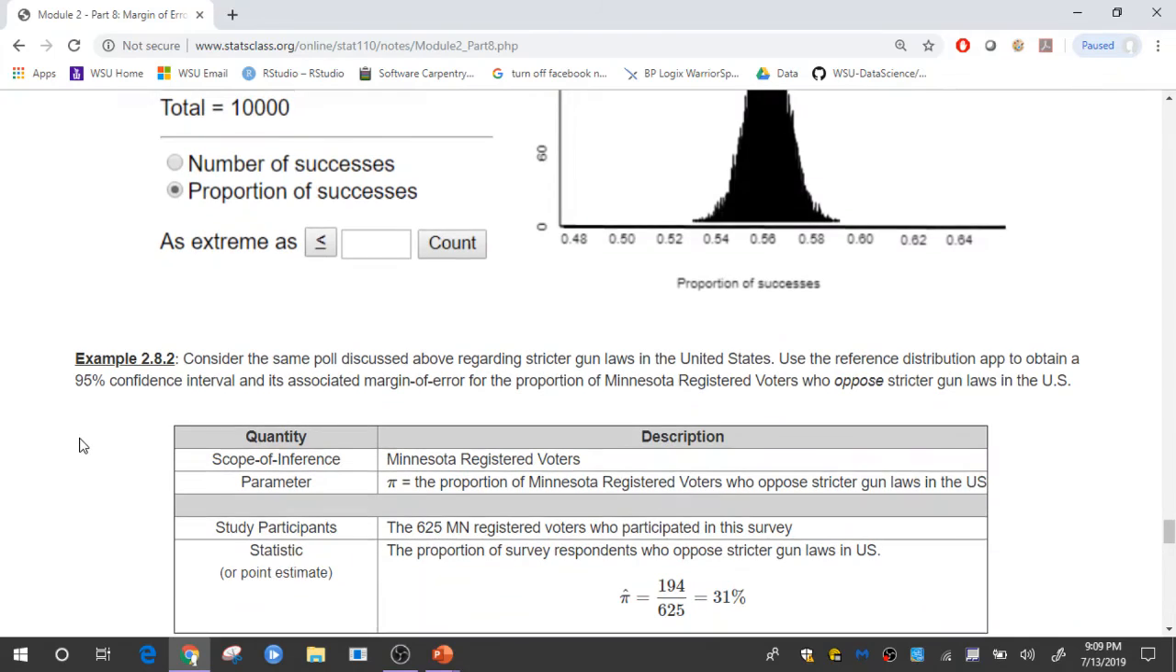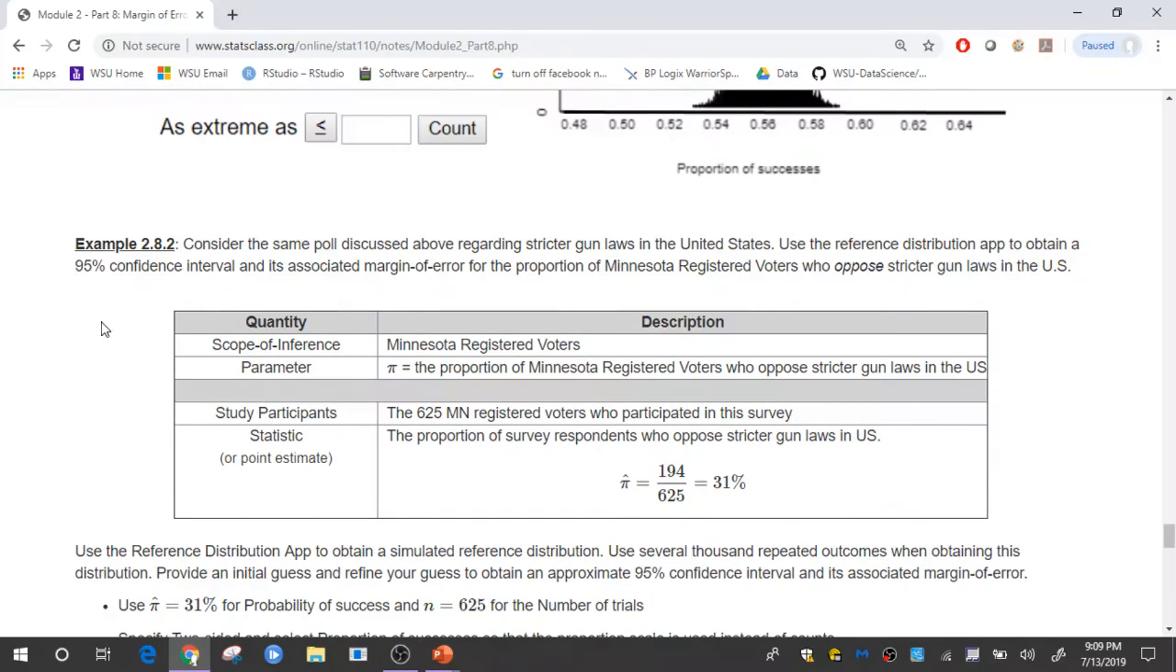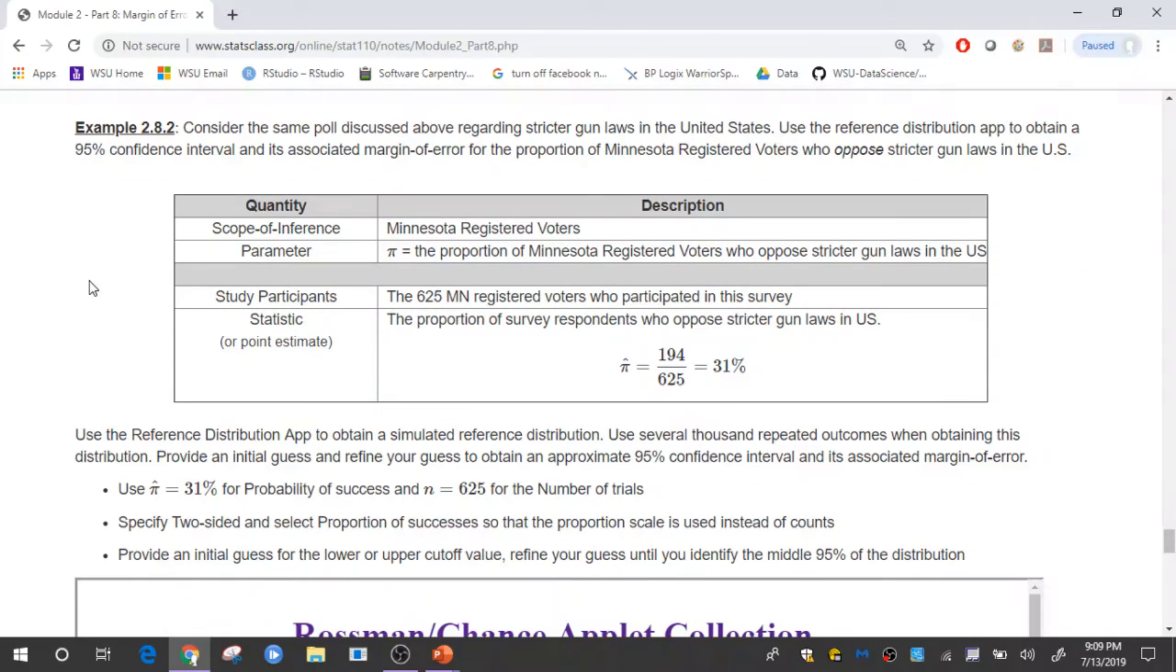Okay, so let us consider example 2.8.2. What I'd like you to do here is look at the same poll, except I want you to obtain a margin of error and a confidence interval for those that oppose stricter gun laws. So now you're going to be obtaining a margin of error and a confidence interval for this 31% instead of the 56%.